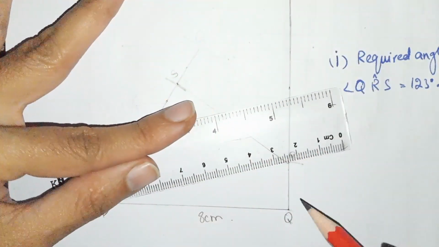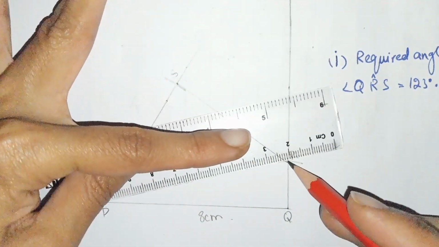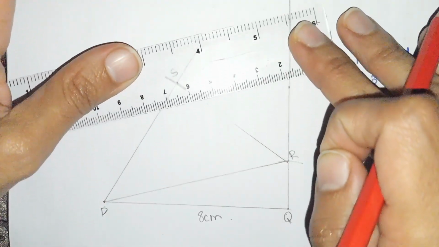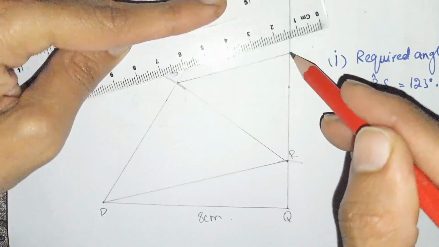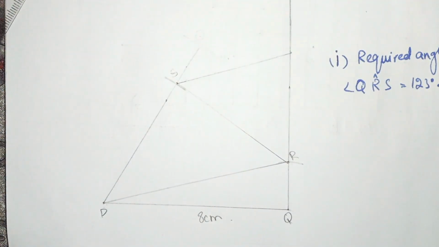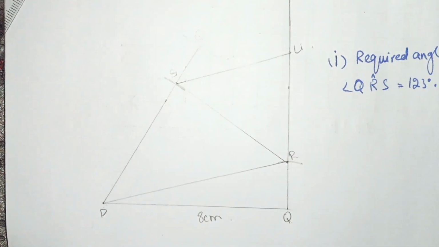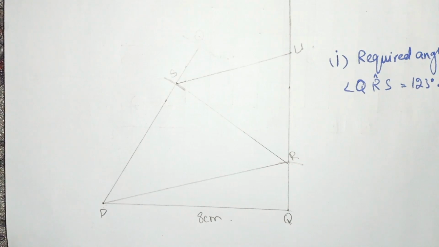First draw the line PR, and the line is parallel to this line. And it cuts at point U. This is the point U. And we have to measure and write down the length of QU.